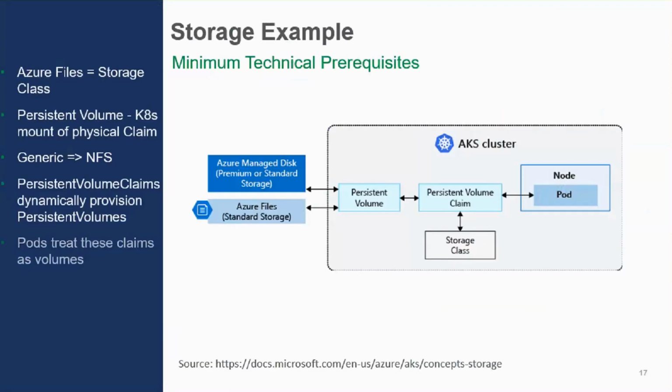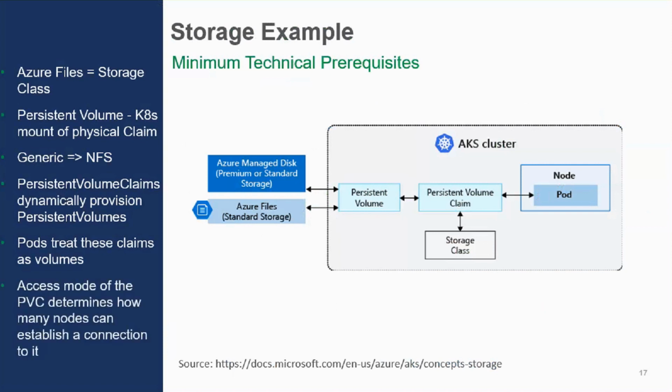This is taken from the Microsoft Docs. But basically, Azure Files is the storage class within the Microsoft Azure environment. This is scoping to a persistent volume claim inside the Kubernetes environment. So a generic version of this would be something like network file storage or NFS. Persistent volume claims can dynamically provision persistent volumes, and then pods treat these claims as volumes.